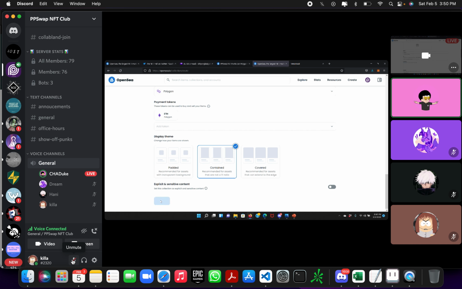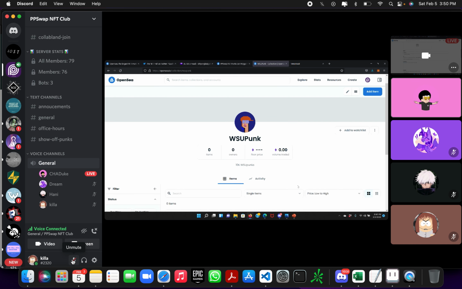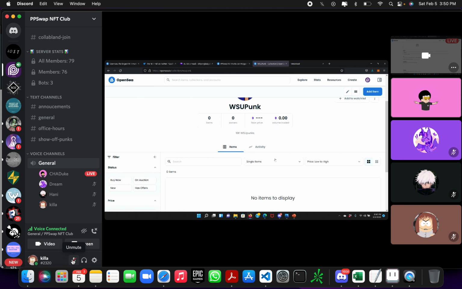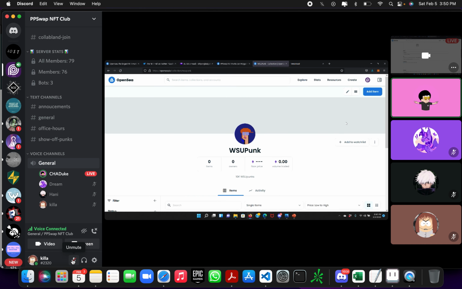Once you create it, it's going to say created, and by default you only have 0 items, 0 owners, and no floor price. Floor price means the lowest price sold in the past, I believe, 72 hours or so. Then there's the volume traded so far, and you can look at activity and history. Once you do that, you are going to add items.